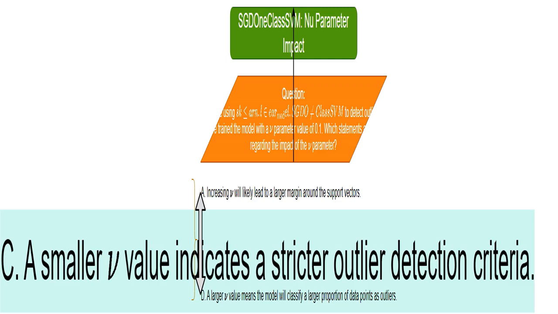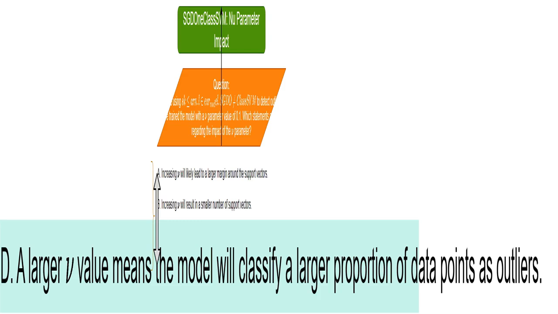The model becomes more conservative. Only extreme data points will be flagged. This is like setting a higher threshold for what counts as an anomaly. With a larger NU, I expect the model to label a bigger chunk of data points as outliers. Think of it as lowering the bar, making it easier to identify anything that's slightly out of the ordinary as an outlier.